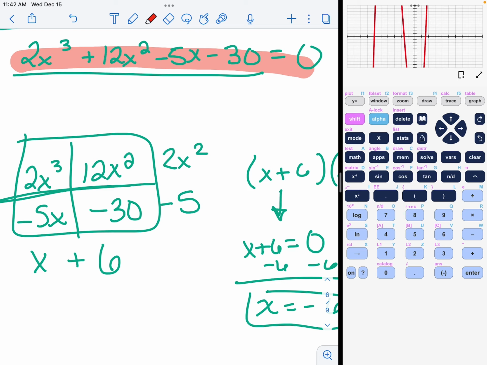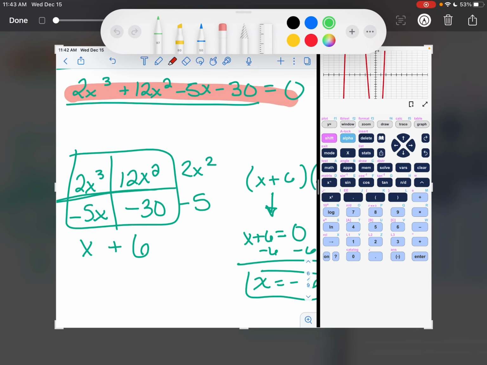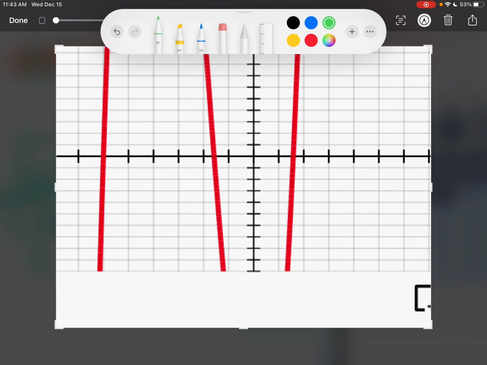All right, now I'm going to take a screenshot of that, because I really want to focus in on this graph. What do you think this is right here? Negative 6. That's right. That was one of our solutions. What do you think this one is? Negative square root of 5/2. Yep. And what do you think that one is? The square root of 5/2.